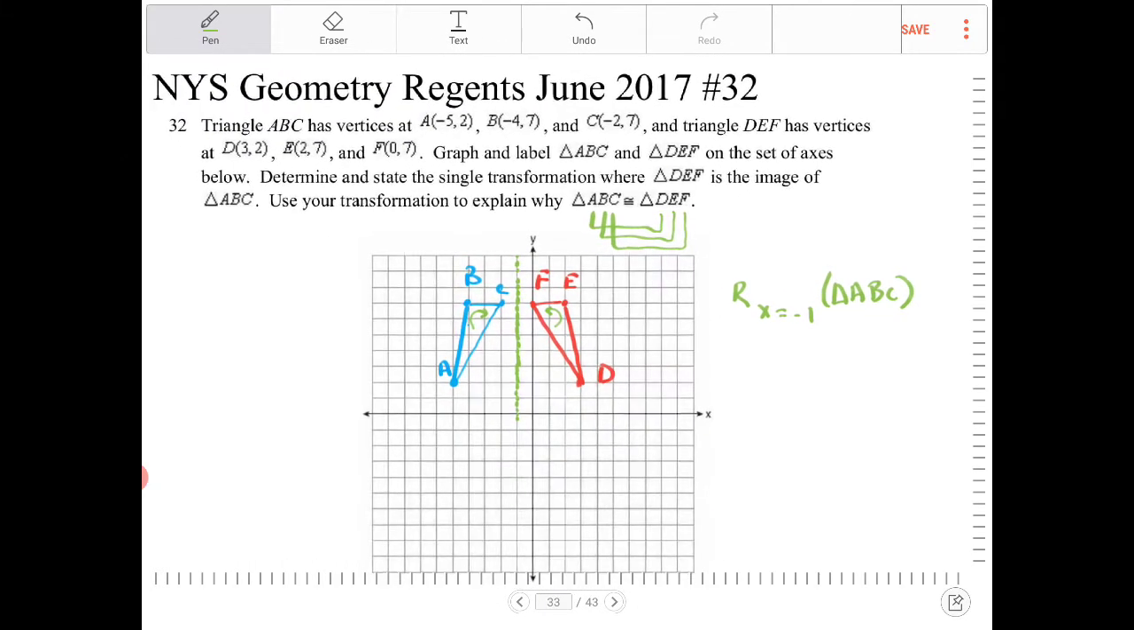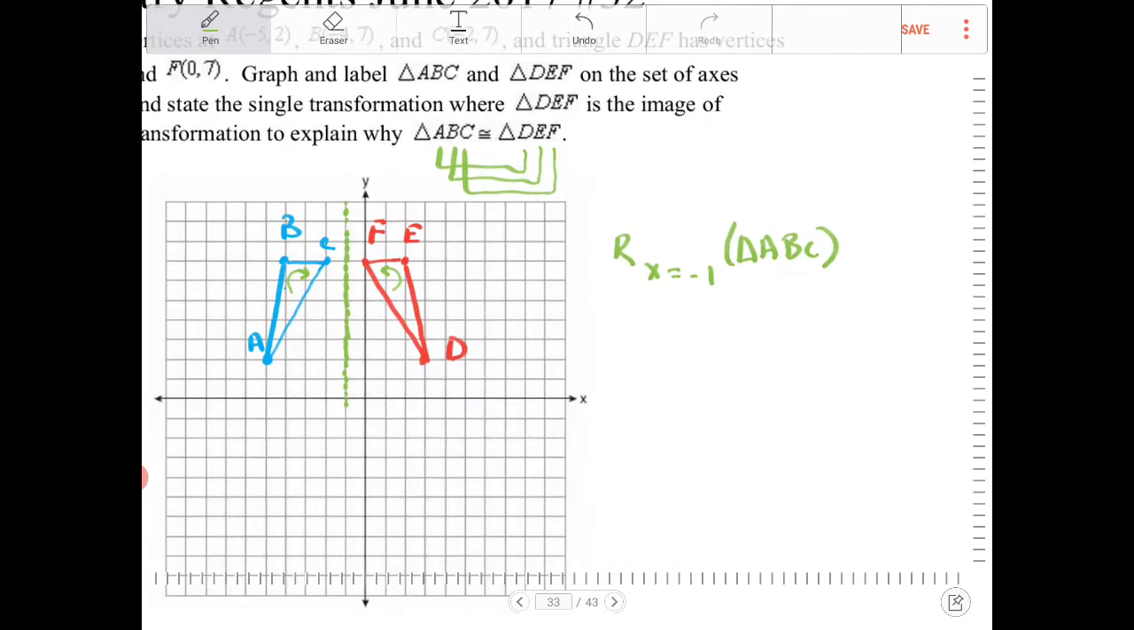Now, to answer the other question here, because I've determined the single transformation where DEF is the image of triangle ABC, the second part says, use your transformation to explain why triangle ABC is congruent to triangle DEF. Well, triangle ABC is congruent to triangle DEF because this is a rigid motion.